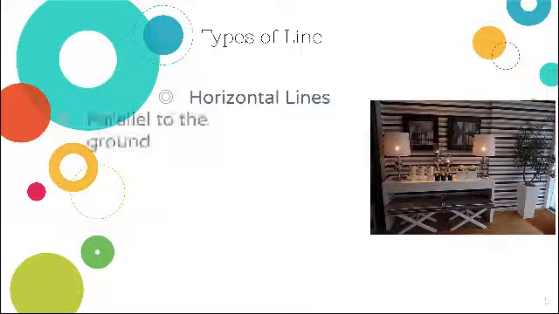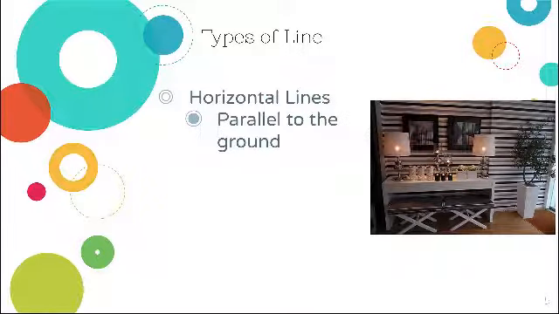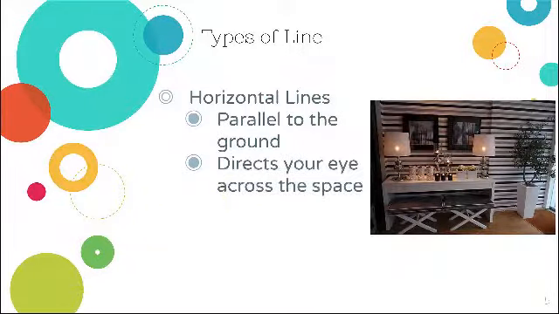All right, so let's talk about horizontal lines first. They are parallel to the ground, like I said, and it directs your eye across the space. If you look at the picture here, the horizontal line is making your eye look across the wall. Now the painted lines in that wall, or wallpaper maybe, they're going to make the room seem wider. Because your eye is following it across the space, it'll seem like it is longer.